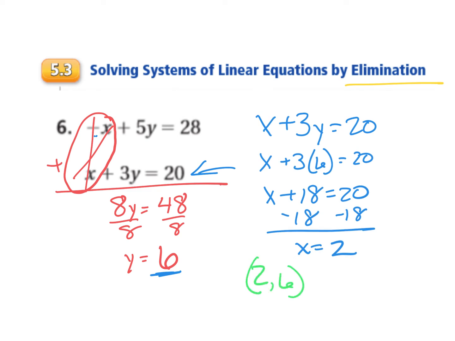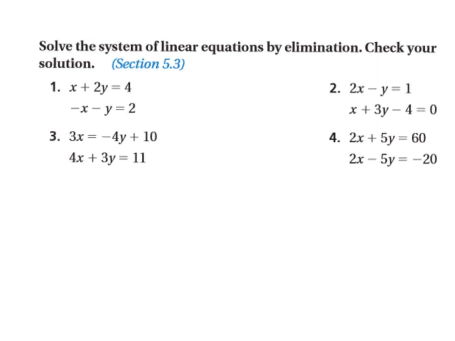And again, checking our work, I'm going to use the first equation now. I get a negative 2 and 5 times 6, so that's 30. So negative 2 plus 30 equals 28. Now, if you notice, this is like the last one we just did, and we solved it a different way and still got the same answer. So let's try number 3. We'll do that one first.